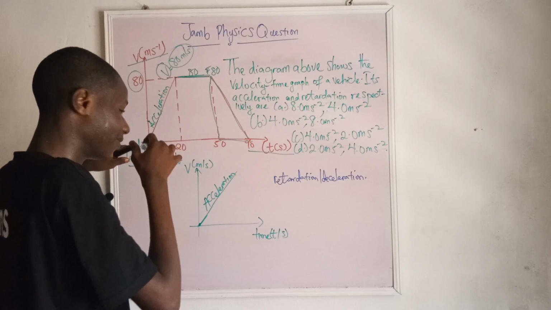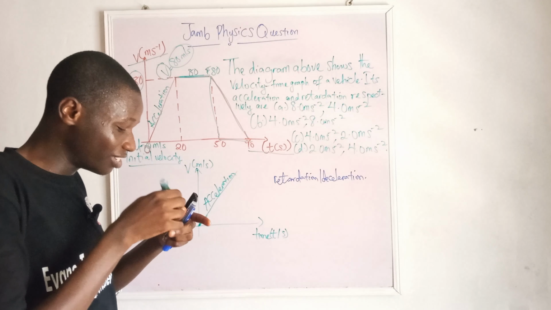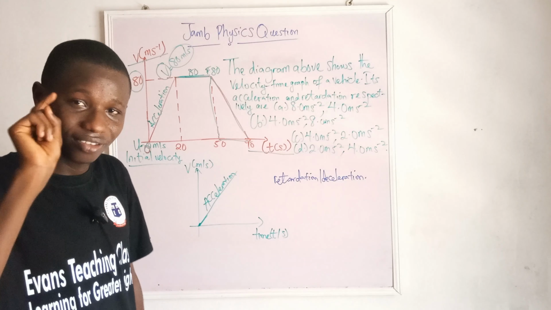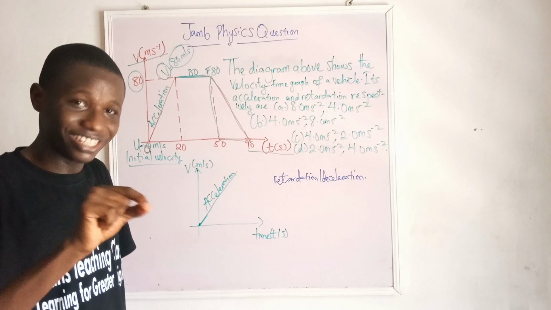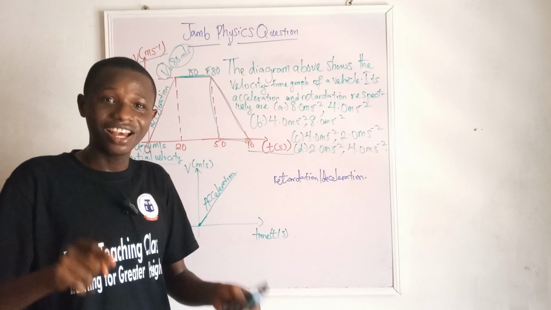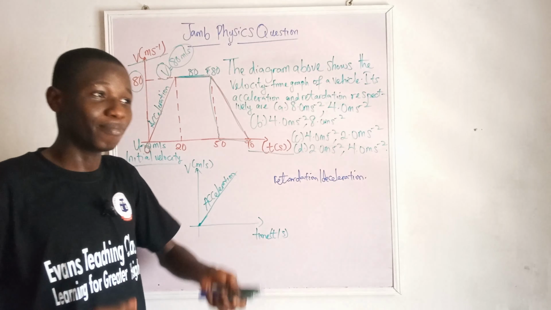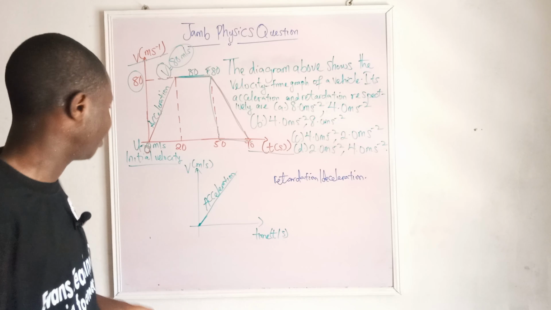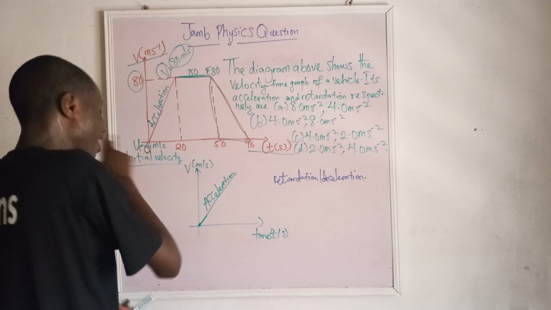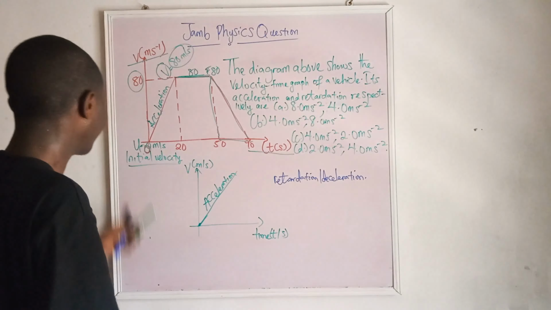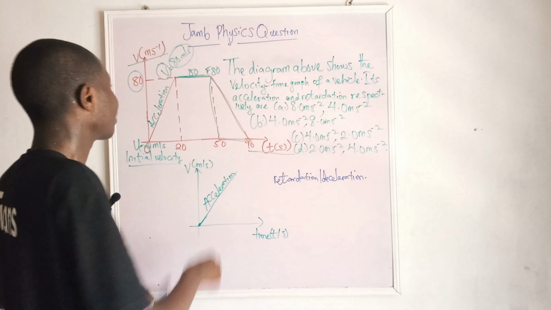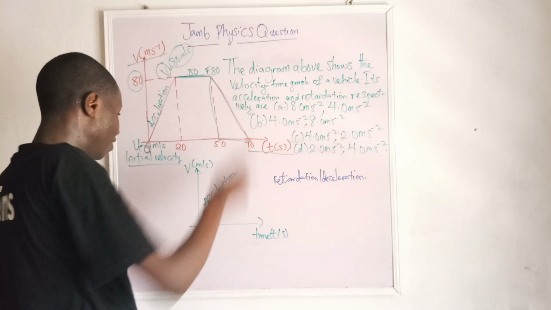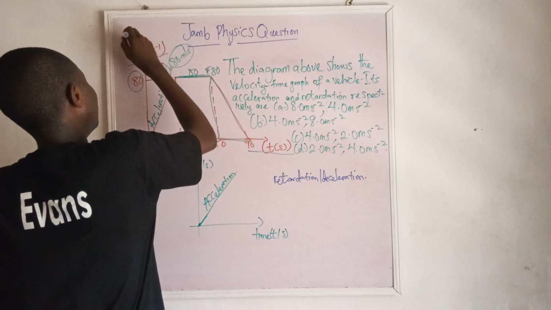When you started here, your initial velocity, initial means you start with something. Like if I wanted to start a business, my initial capital is what I started with. It means your speed here starts with 0. That's why it is called your initial velocity U. When it gets here, it becomes final velocity.